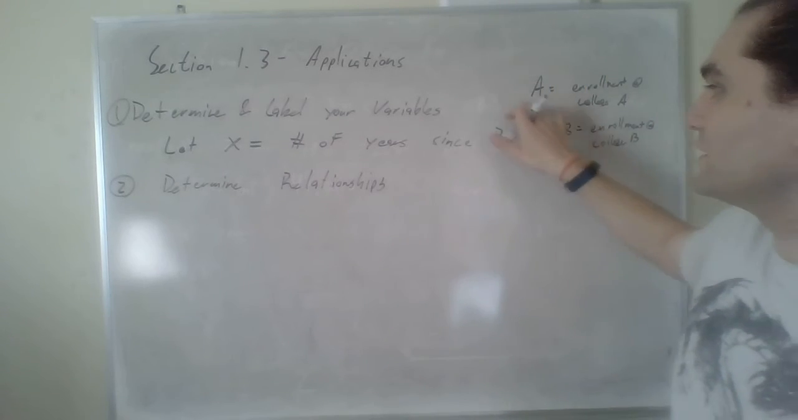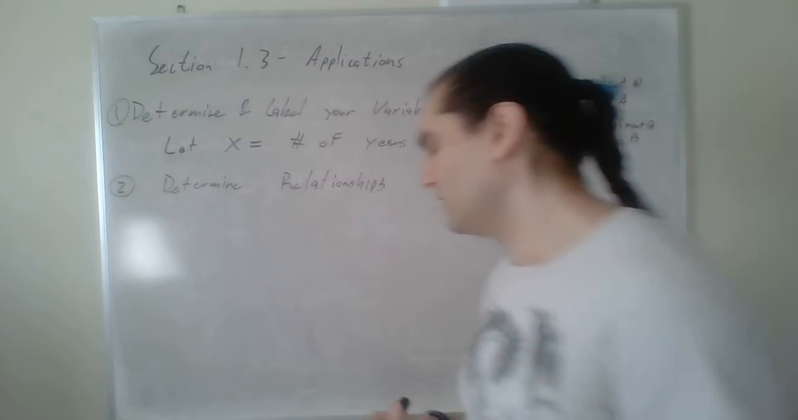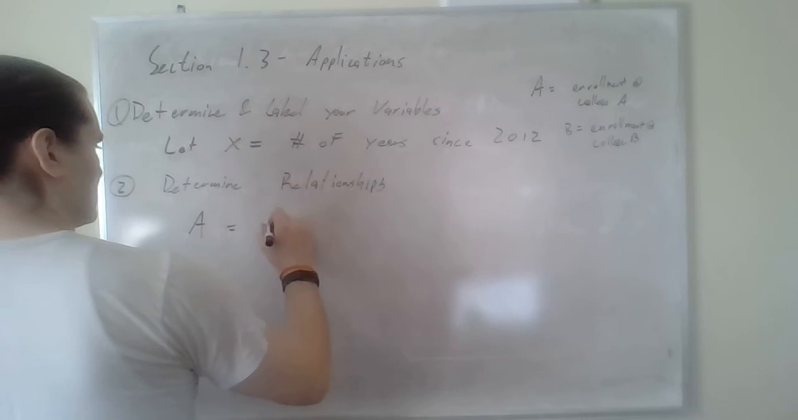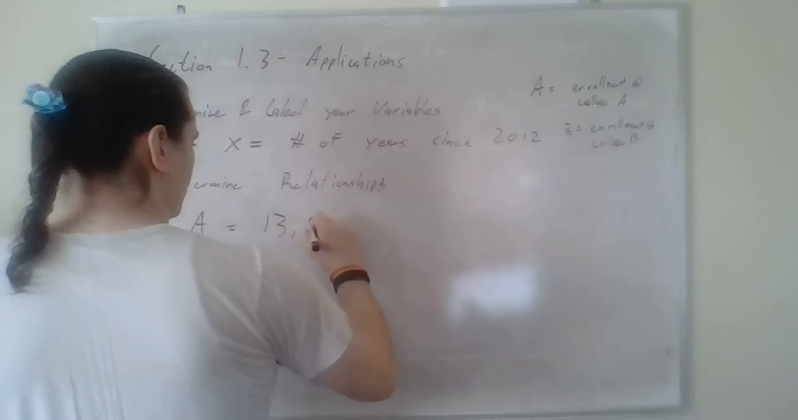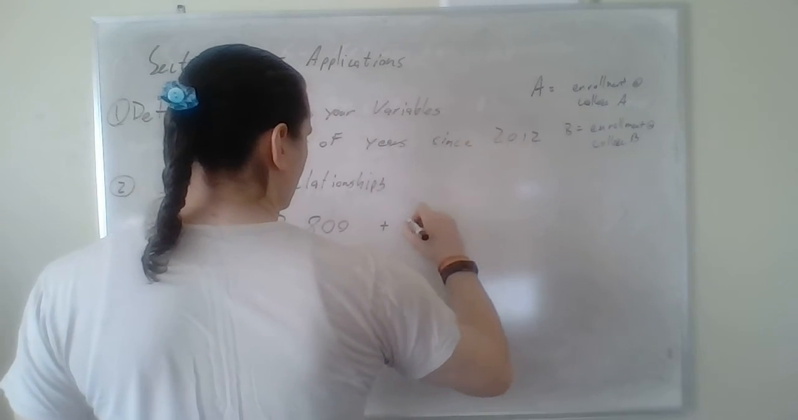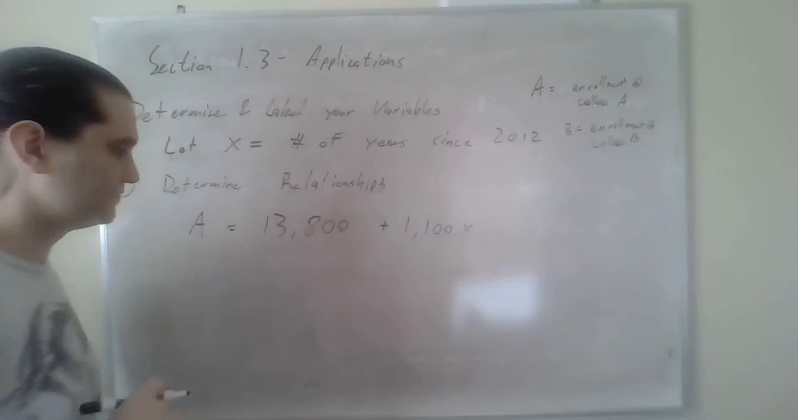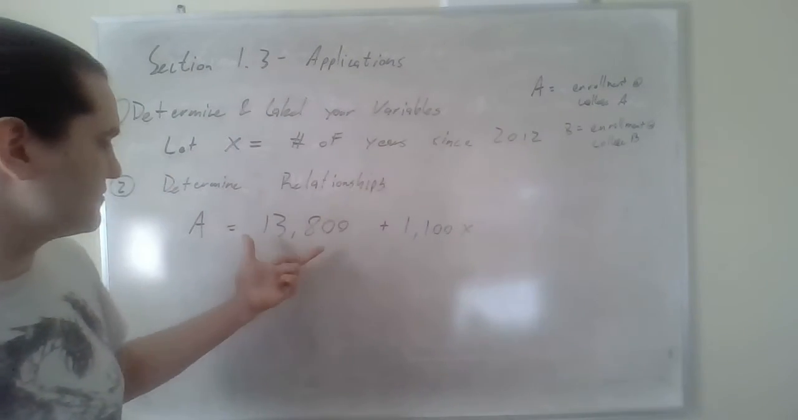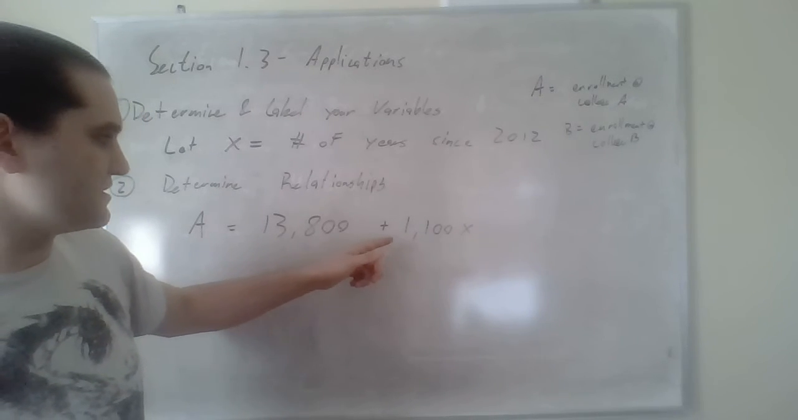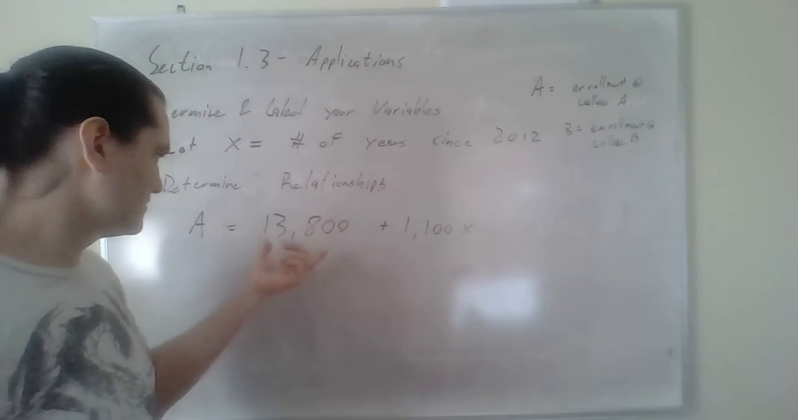So now that we have our three different variables, we can determine all the relationships that we have between these variables. I think we know that college A starts with 13,800 students, and this increases by 1,100 per year. So when x is 0, this gives us the 13,800 number. If x is 2, that means that it has increased by this much twice, and so we add 2 of these to that number.